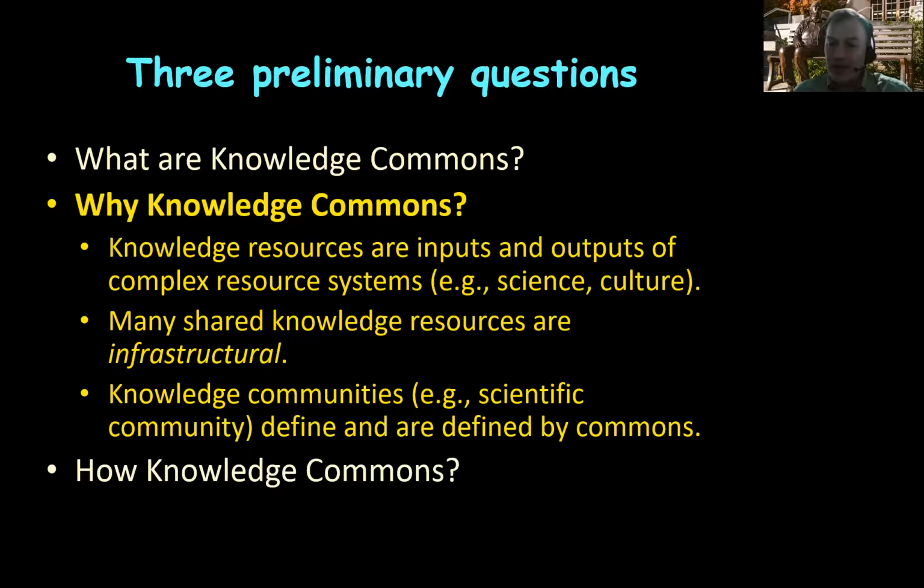Well, sharing allows people to leverage non-rivalry, to consume, sure, but to learn and to generate even more knowledge. Knowledge resources are inputs and outputs into complex systems like science and culture. Further, many knowledge resources are infrastructural. They're general purpose inputs that generate many different outputs, allowing us to build, to innovate in many different directions. Many knowledge communities, whether scientific or cultural or educational or otherwise, are defined by community norms of sharing.